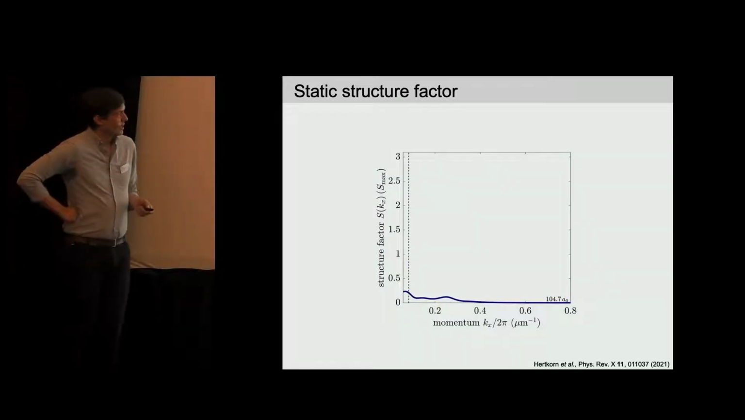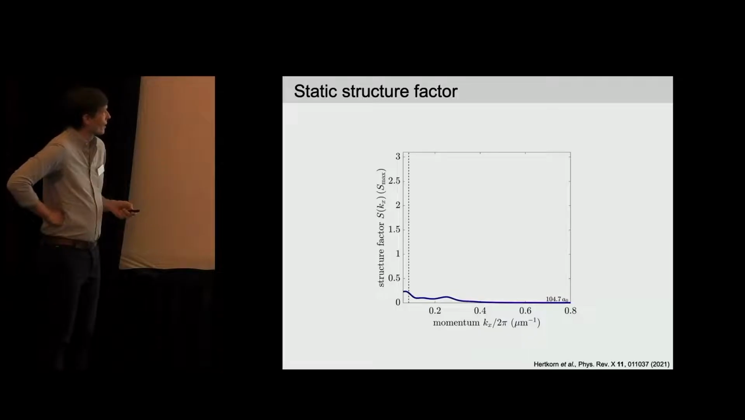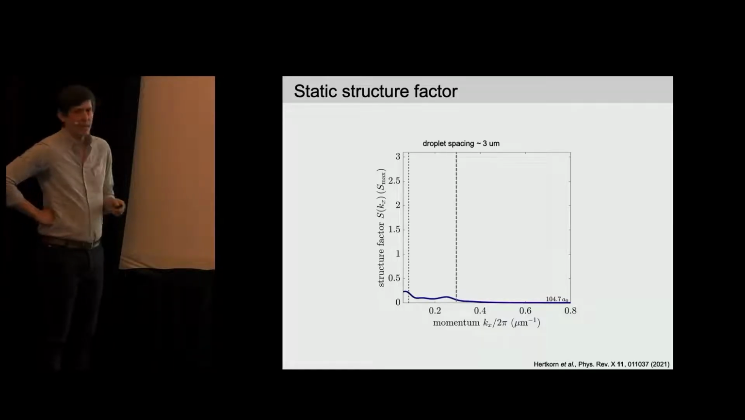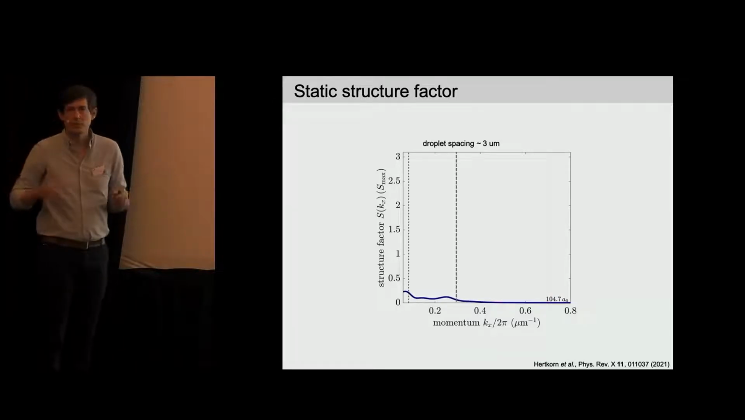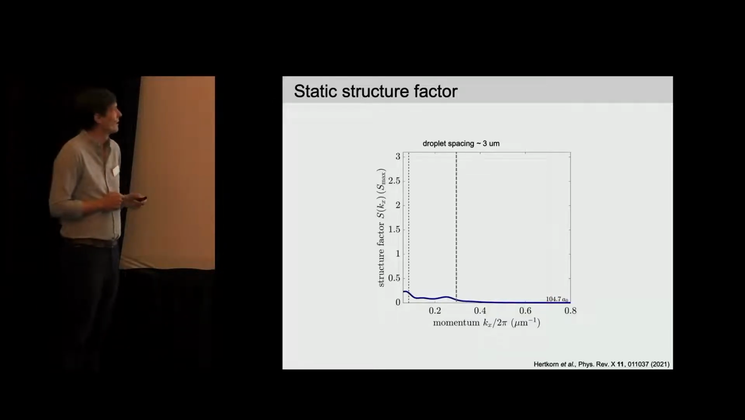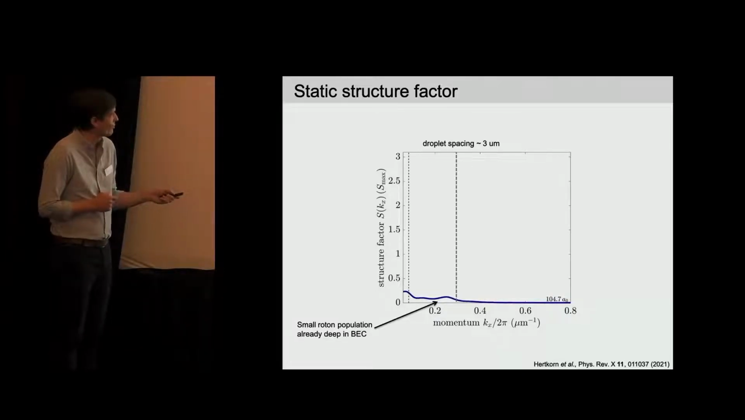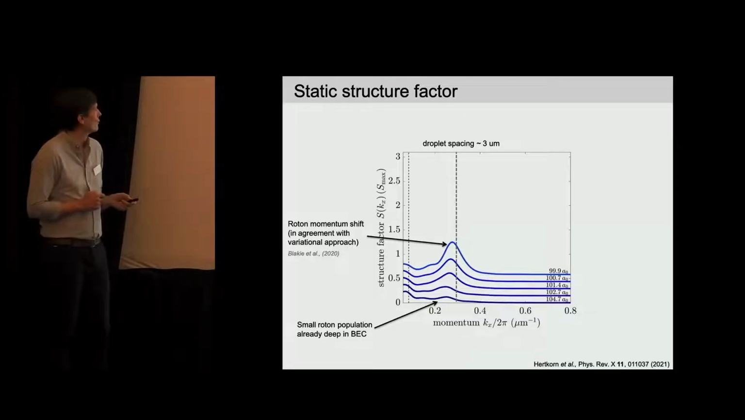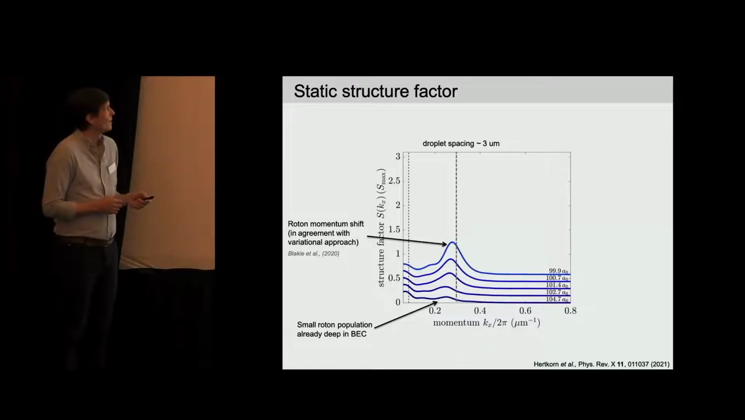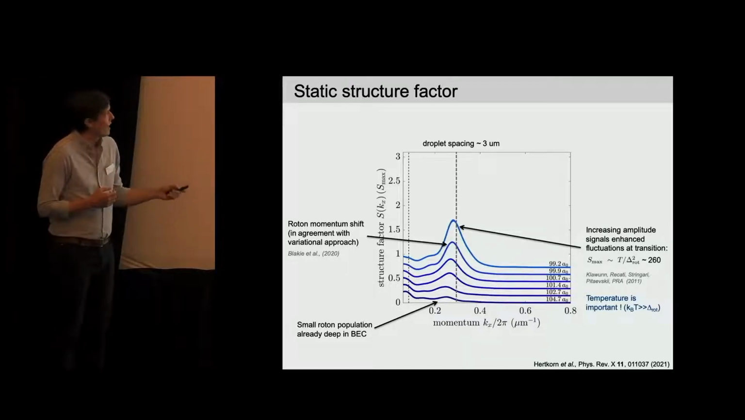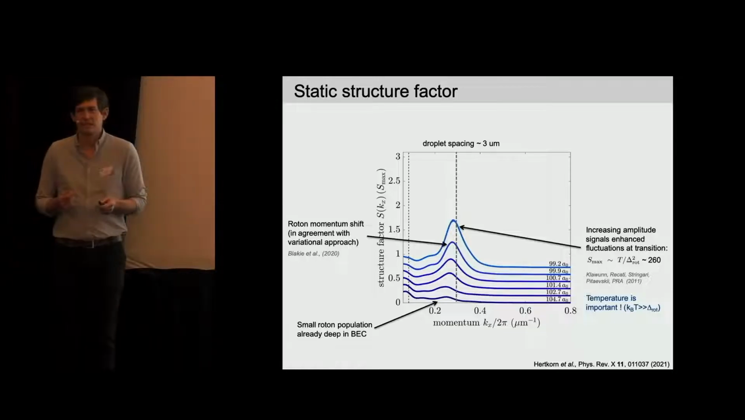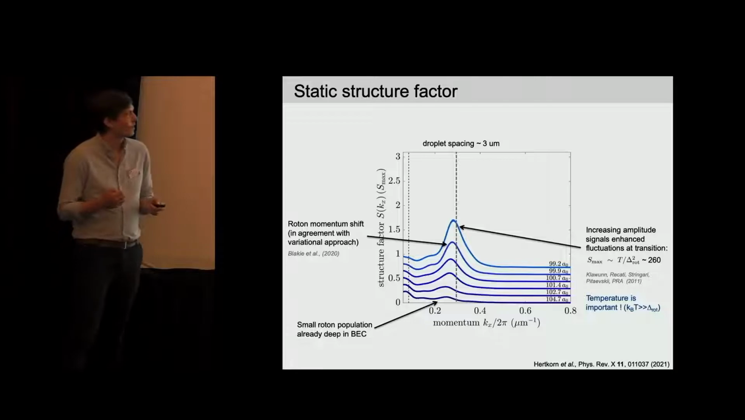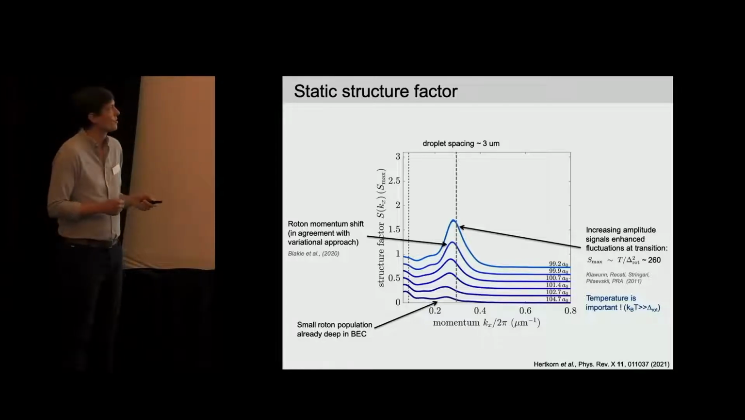So now we can look at the structure factor across the transition. And let me give you a reference length scale here, which is the spacing between these droplets that I was showing you before. And so you see, we start somewhere deep in the BEC. There's not so much going on. There's a little bit of roton population here already. But then as we approach the transition, there's a little shift of this roton peak that's actually in agreement with a variational approach. You don't have to do very fancy theory for this. Then the amplitude, as you can see, dramatically increases. And it actually sort of is the precursor for the transition already.